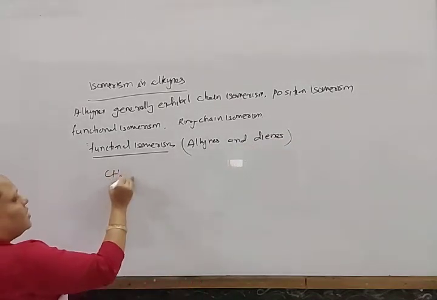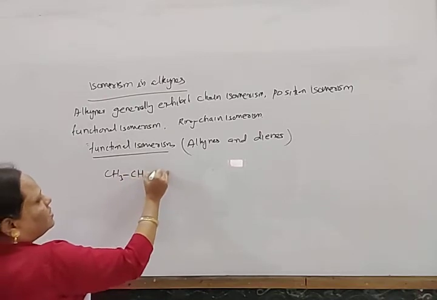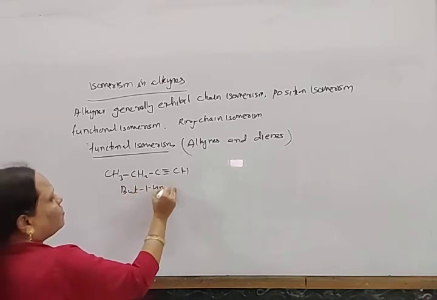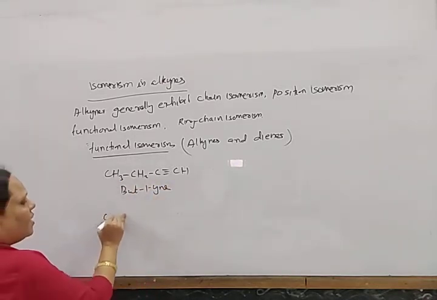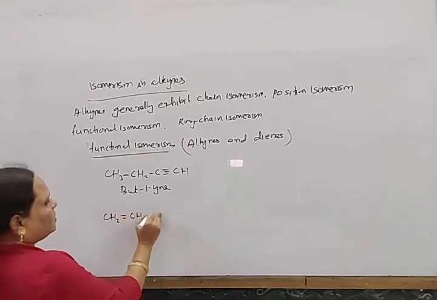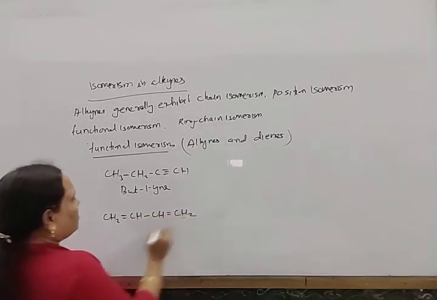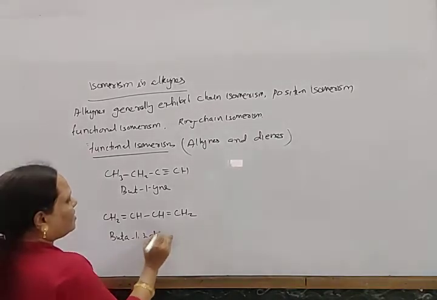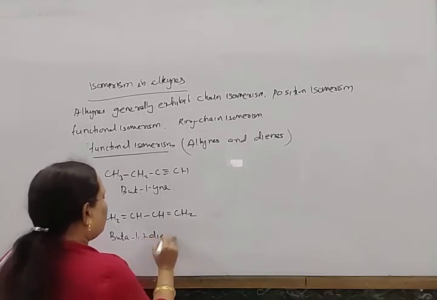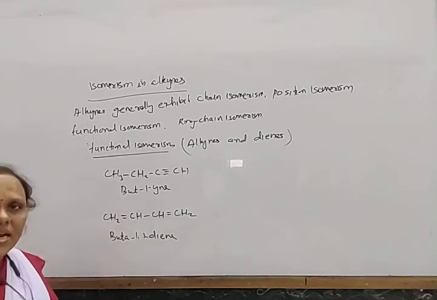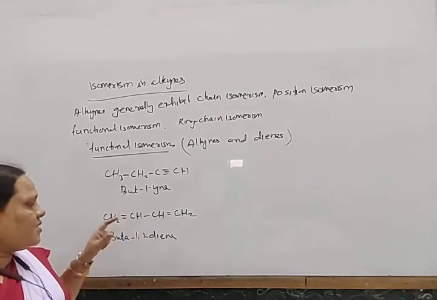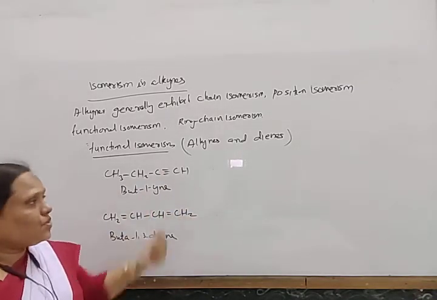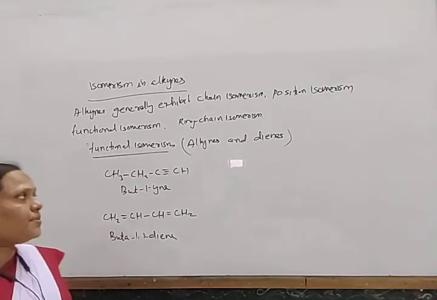Look here, CH3, CH2, C triple bond CH. This is but-1-yne, and with the same formula we can write CH2 double bond CH, CH double bond CH2. That is buta-1,3-diene. So these two are functional isomers of each other. One is a diene and the other is your alkyne, butyne.